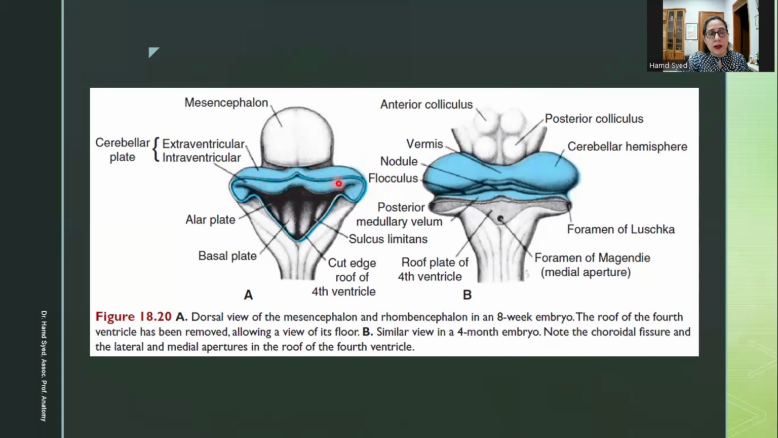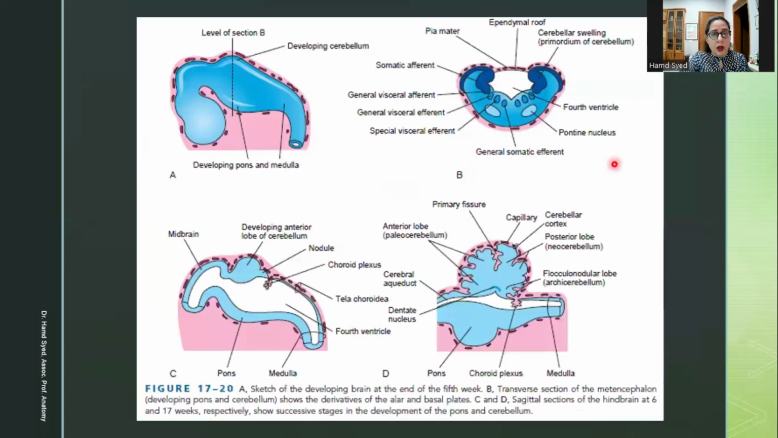This cerebellar plate is now going to further differentiate into the cerebellum, in which case the midline portion remains narrow. It is known as vermis, and the lateral parts of the cerebellar plate, you can see, are expanded to form the cerebellar hemispheres. If we look at the sagittal section, you can see this here is the developing pons, and this is medulla, and here over this region of the rhombencephalon is the one which is forming our cerebellum.